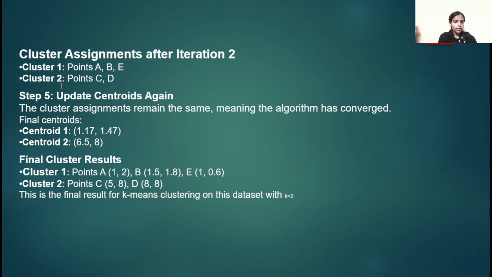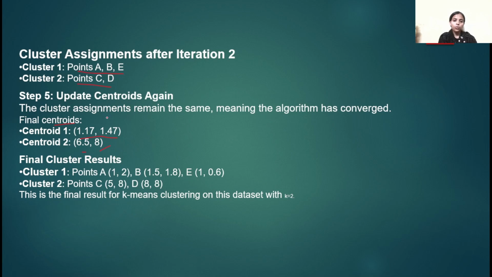Now let's see, here we have new cluster points, which is for cluster 1 we have points A, B and E. For cluster 2 we have points C and D. Now we have seen that our cluster assignment remains the same. It means our final centroids are 1.17 and 1.47, 6.5 or 8.